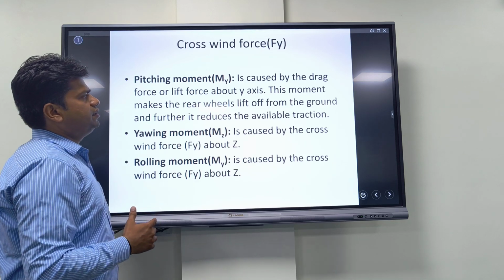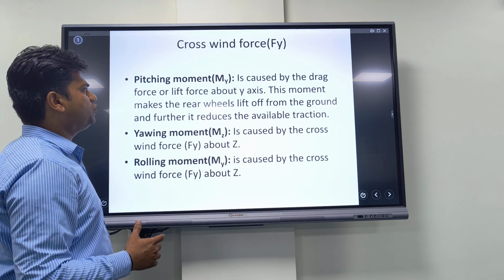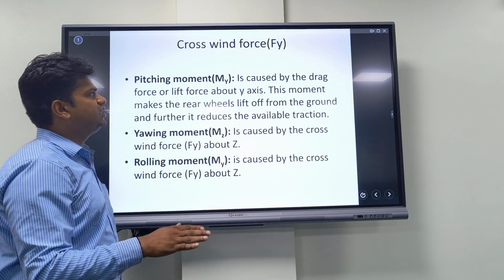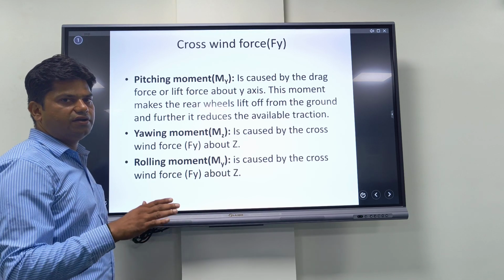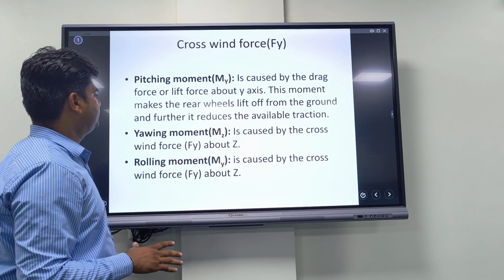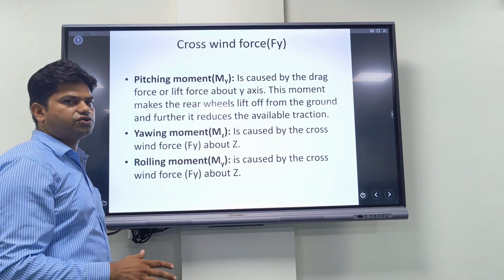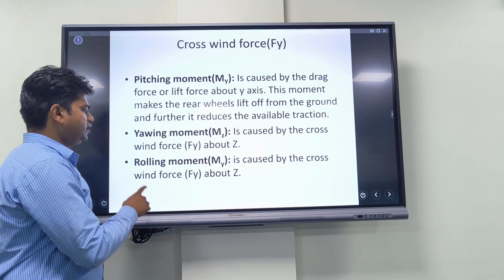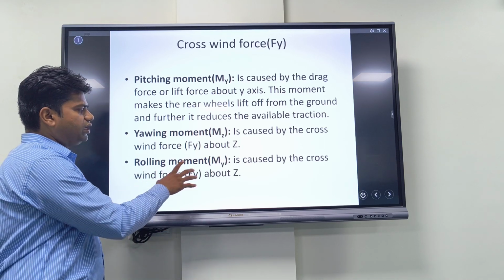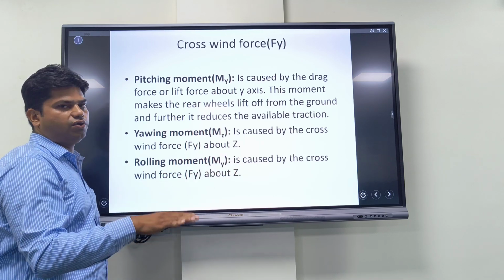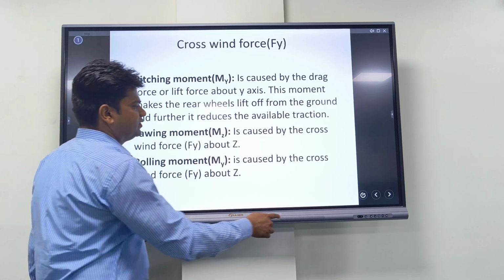Pitching movement is caused by the drag force or lift force about the y-axis. When we talk about the y-axis, the pitching movement works on the y-axis. And when we talk about the yawing movement, yawing works on the z direction. And the rolling movement is caused by the cross wind force about the z-axis. Next slide.